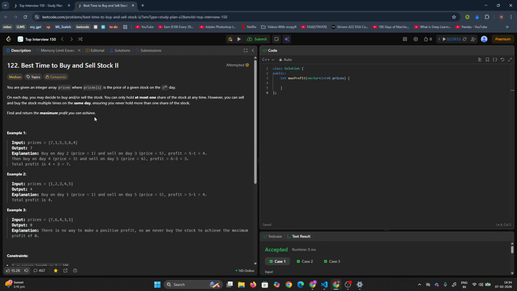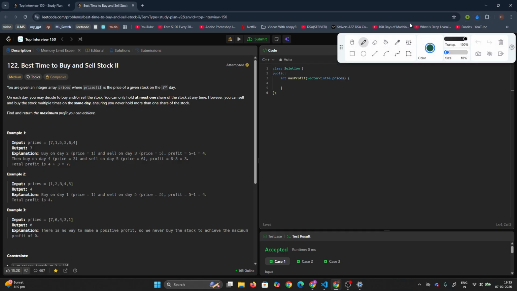Okay, so let us understand using the first example. What is this question saying? So the first example is 7 1 5 3 6 4. You need to understand that earlier what we were doing is we need to buy at only one particular point and sell at one particular point. So we were just caring about the minimum value before the point we buy. But here we can buy n number of times.